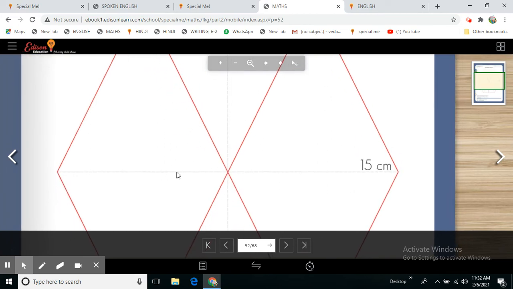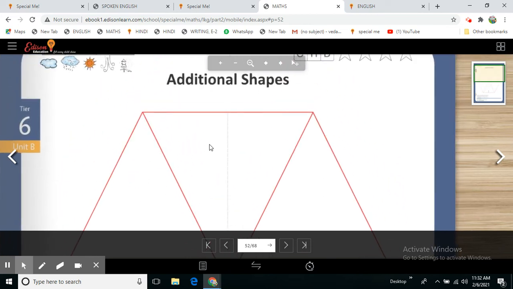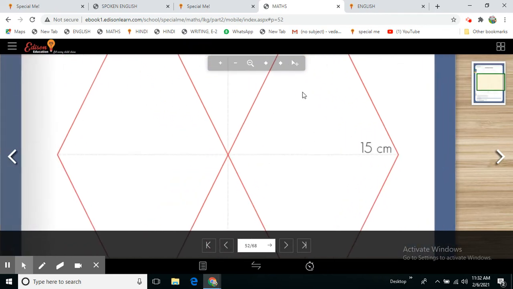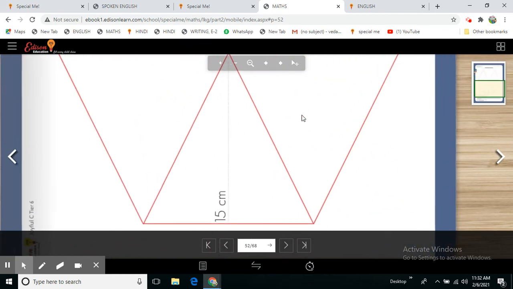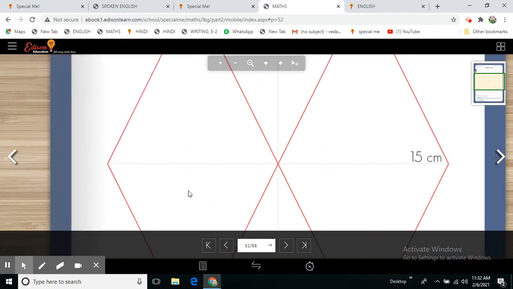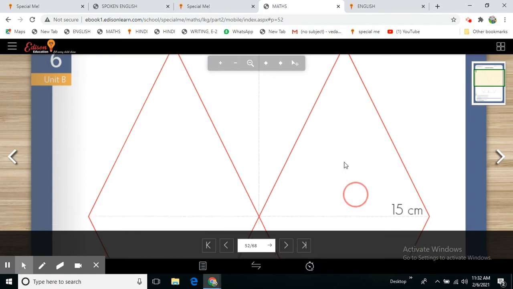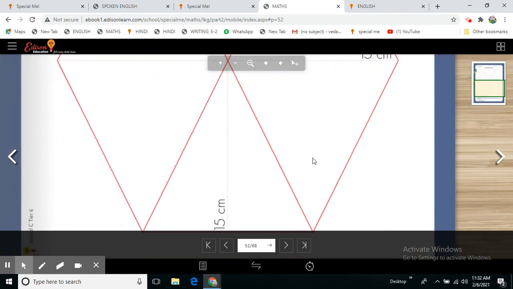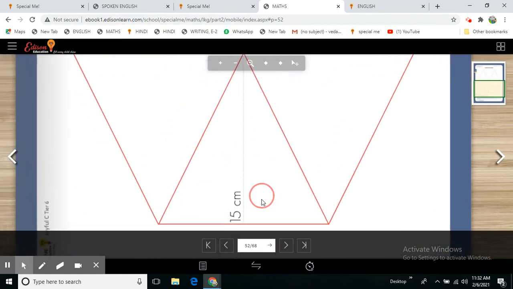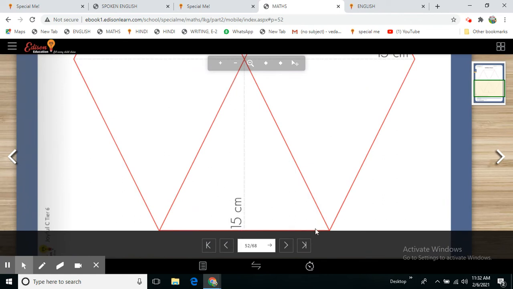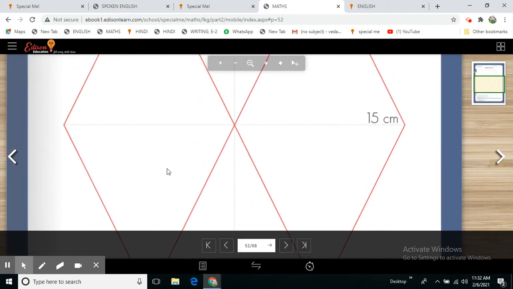See, here are triangles, triangle shapes. This is 1, 2, 3, 4, 5, and 6. Okay, these are 6 triangle shapes. See carefully, 6 triangle shapes. Then you have to cut the paper into triangle shapes, and then you have to paste them over here. Okay, paste glue here, and then you have to paste the triangle shapes over here. Right, students?